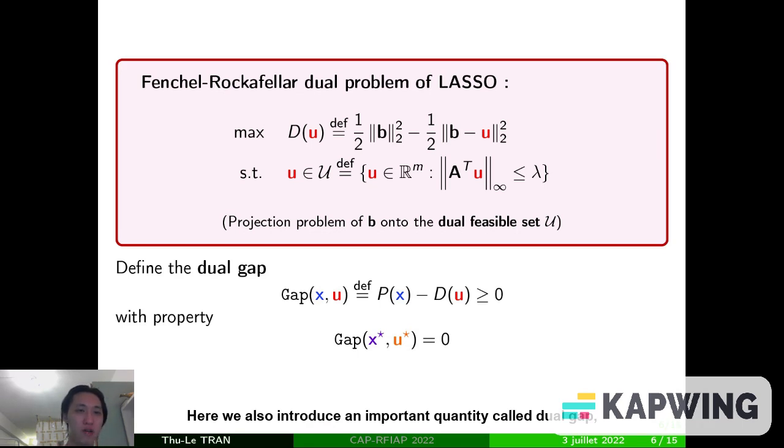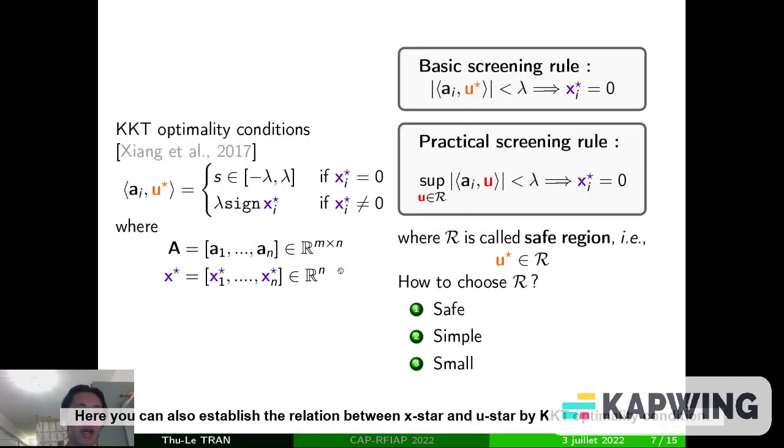Here, we also introduce an important quantity called the duality gap, which is defined as the difference between the primal value P(x) and the dual value d(u). This duality gap is always non-negative and is only equal to 0 if x and u are optimal at the same time. You can also establish the relation between x star and u star by the KKT optimality condition.